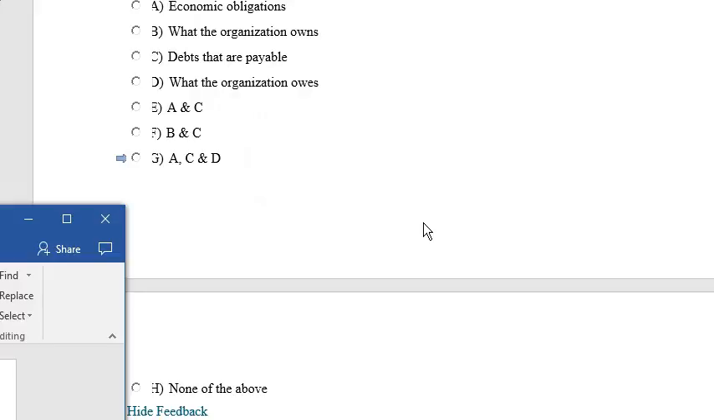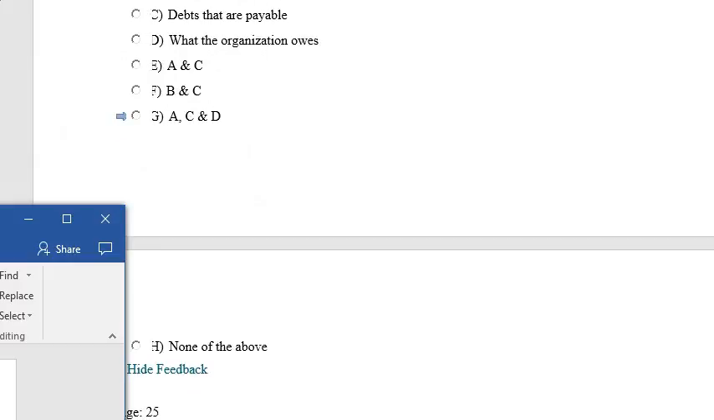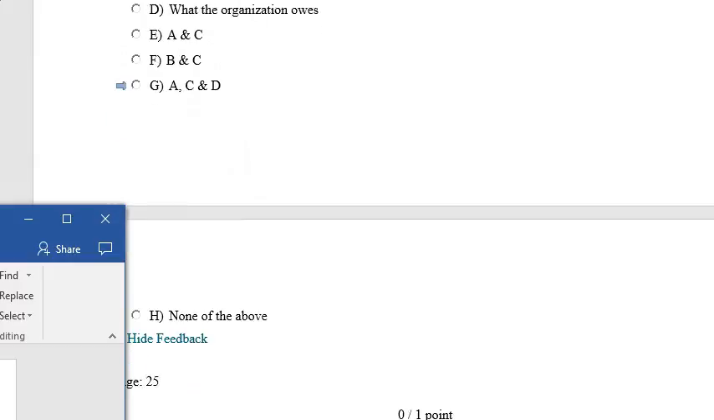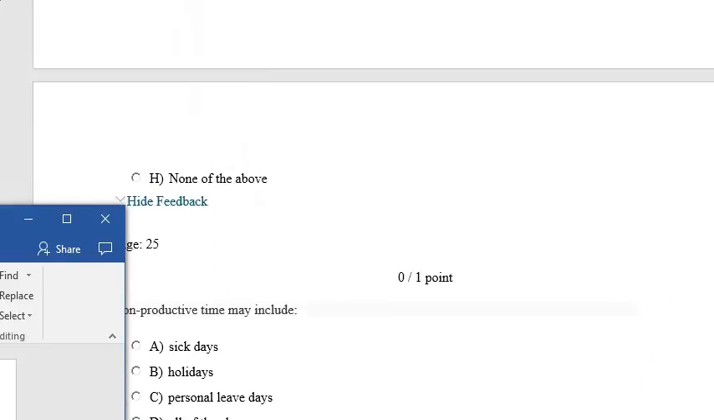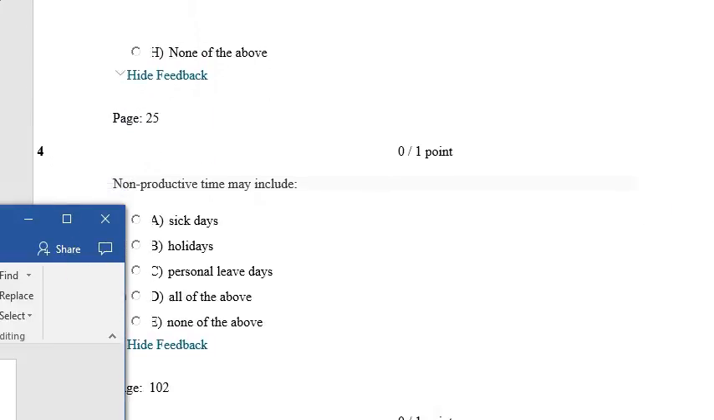So know that you're going to have those multiple-answer ones in there, and you'll have to separate the good from the bad. And again, you can find that, as we scroll up here, on page 25. Oh, I did have a none of the above.